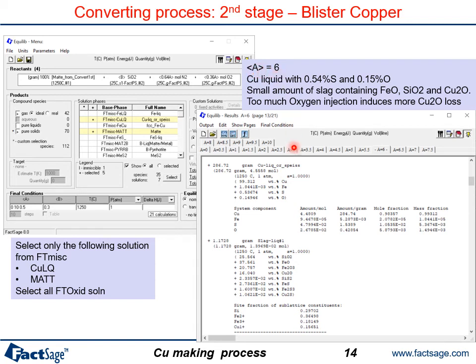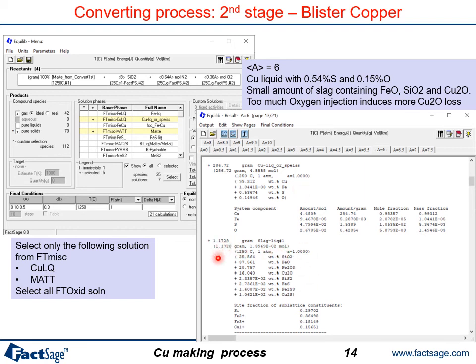And then once we do the calculation, we can see different results. When A equals about 6, and this is the result at 6, we can see that liquid copper is produced now. About 286 grams of liquid copper, containing only about 0.53% of sulfur and about 0.15% of oxygen as impurity. And then the iron amount is 1.8 times 10 to the minus 3. So it's extremely low, low enough for the blister copper condition.